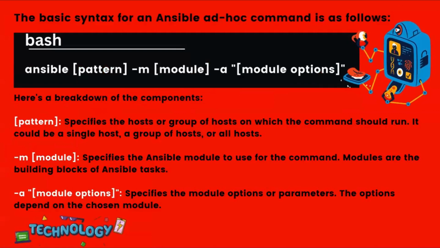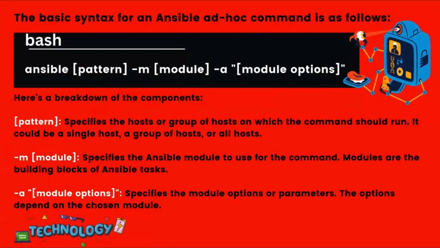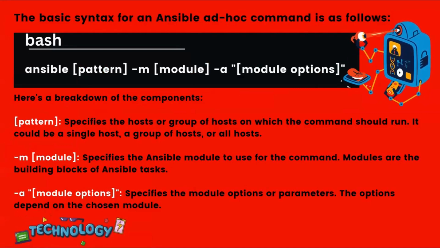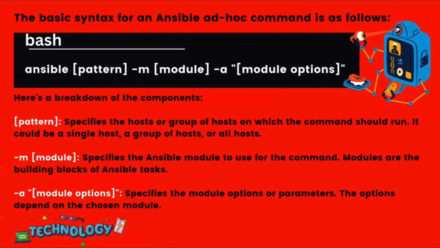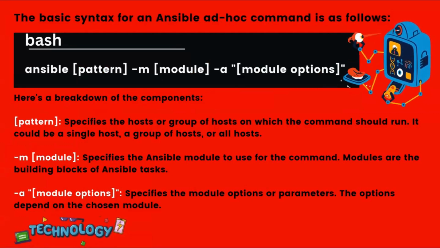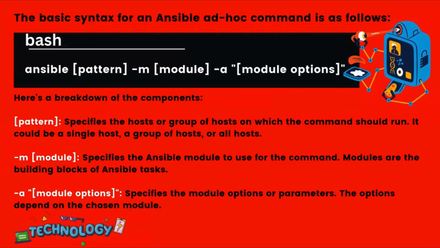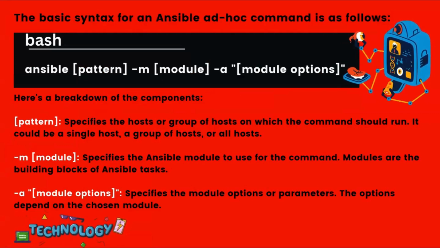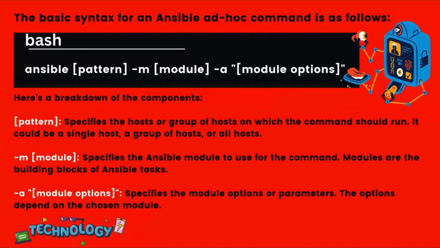So the basic syntax for an Ansible ad hoc command is as follows, as you see here. ansible, then the pattern you have to choose, -m is the module, which module you're going to use, and -a is the module options. So -a is the options, -m is the module. The module could be yum, apt, or ping. So these are the kinds of modules.